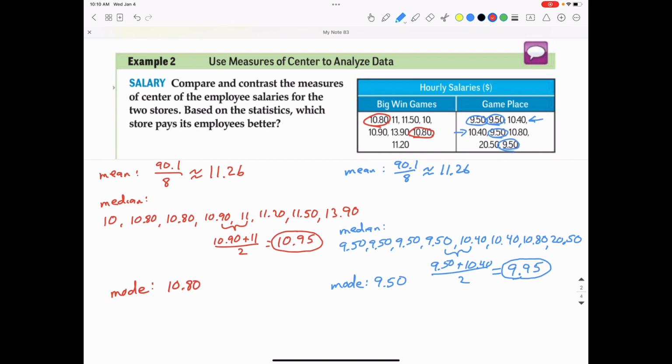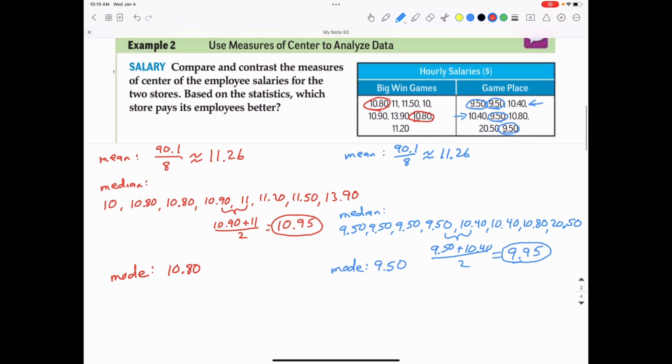So based on the statistics, which store pays its employees better? I would say definitely Big Win Games. Notice that even though both of their means are the same, the median and the mode for Big Win Games are far higher than the median and the mode for Game Place. So I would definitely want to work at Big Win Games because you're most likely to get paid higher there than at Game Place. Now, why is that? Why are the median and the mode so much higher, even though the means are the same?